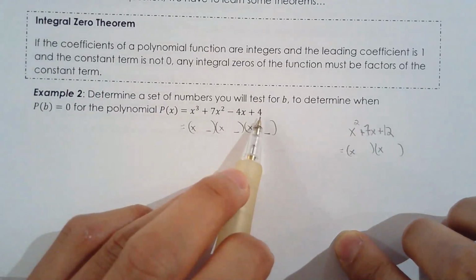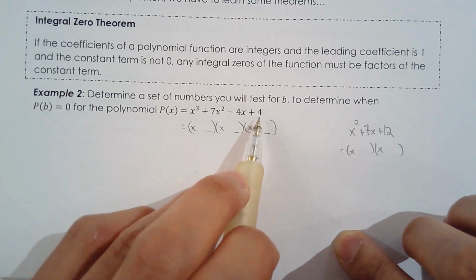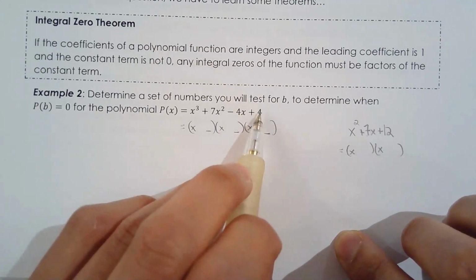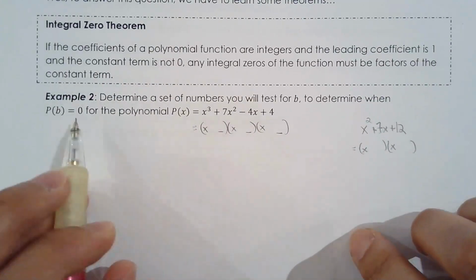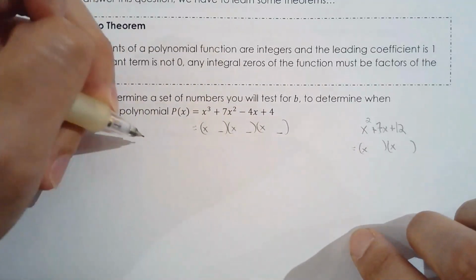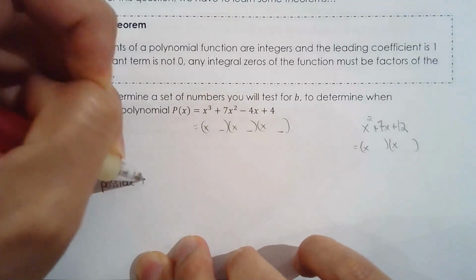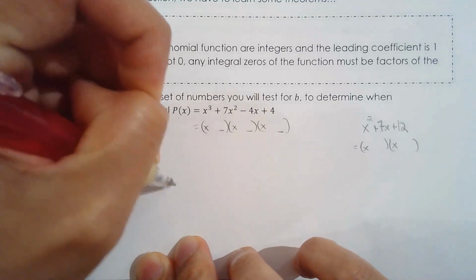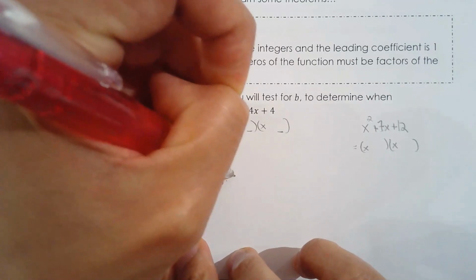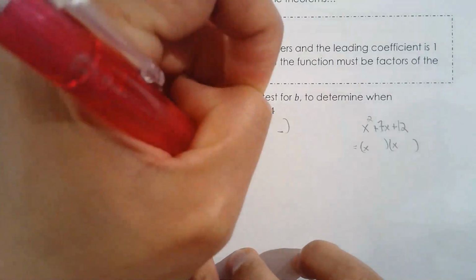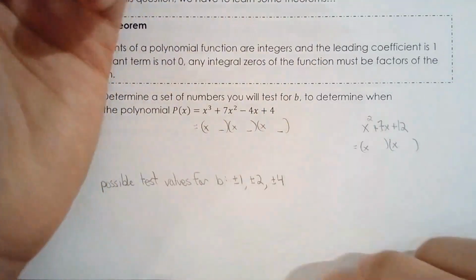By looking at the constant term, and of course your leading coefficient is 1, you can determine the possible zeros, okay? So in this case, the possible test values for B will be plus minus 1, plus minus 2, plus minus 4, okay?